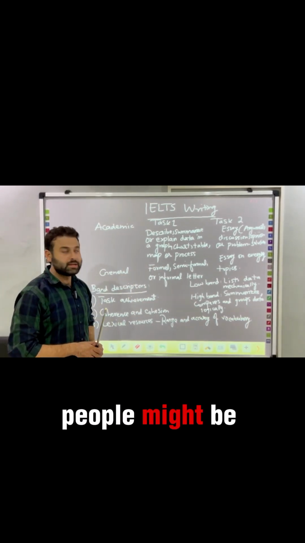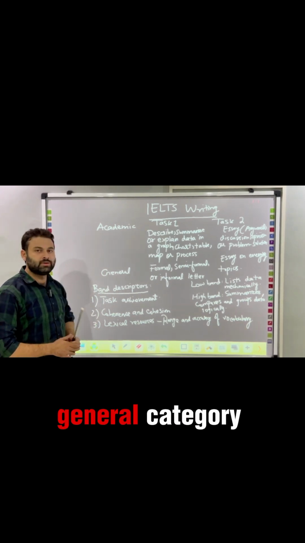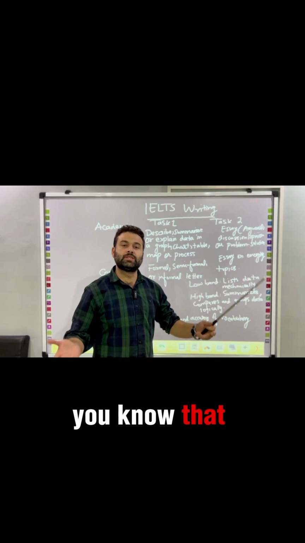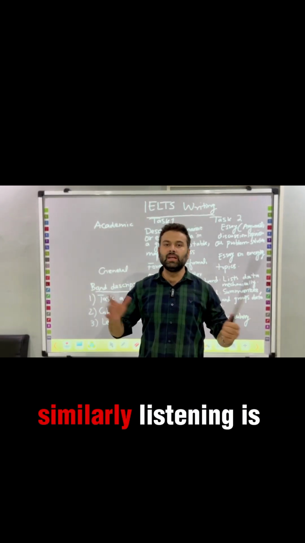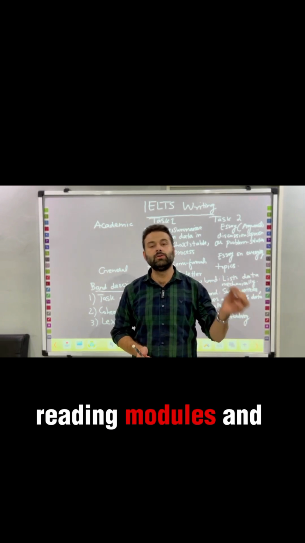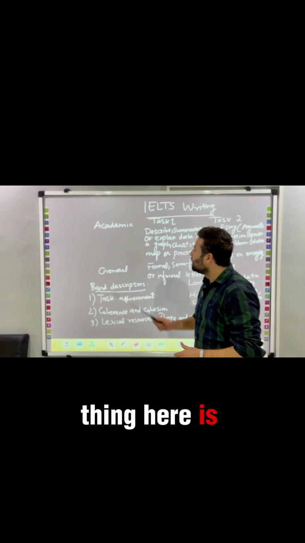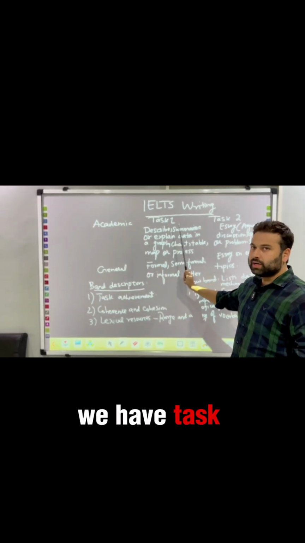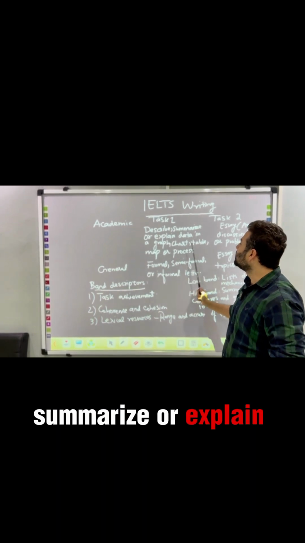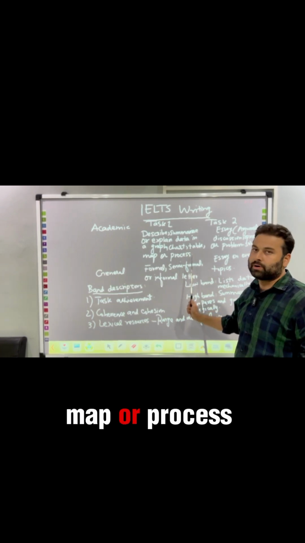Now, as you might know, there are two categories in IELTS. One is the academic category, the other is the general category. Talking about the academic category, speaking and listening are similar, but we have slight differences between the reading and writing modules. The major thing here is that in academic, we have Task 1, in which you are asked to describe, summarize or explain data in a graph, chart, table, map or process.